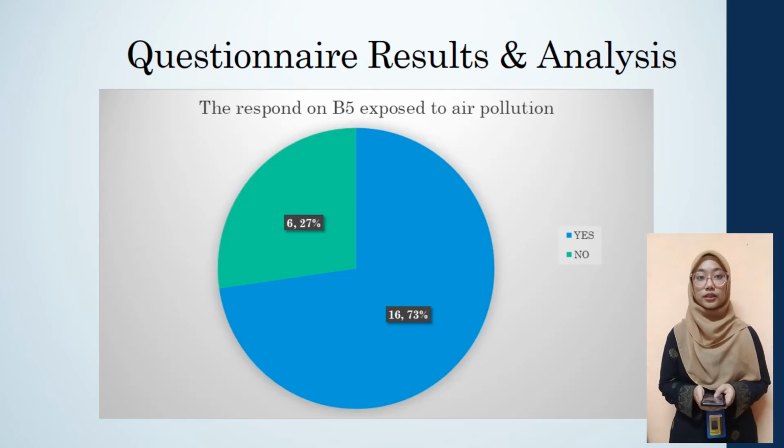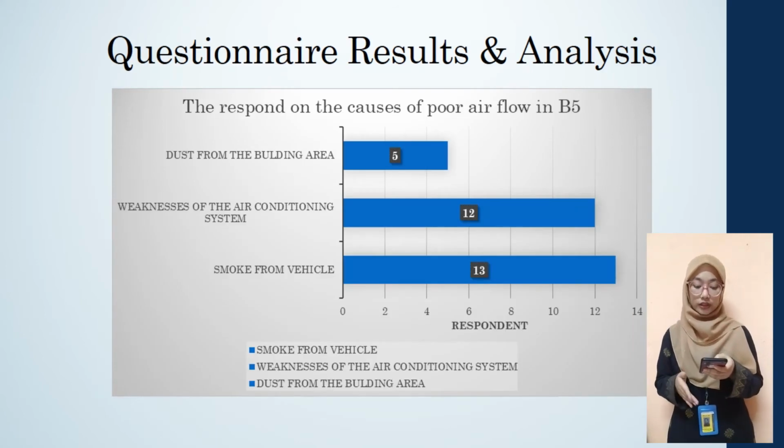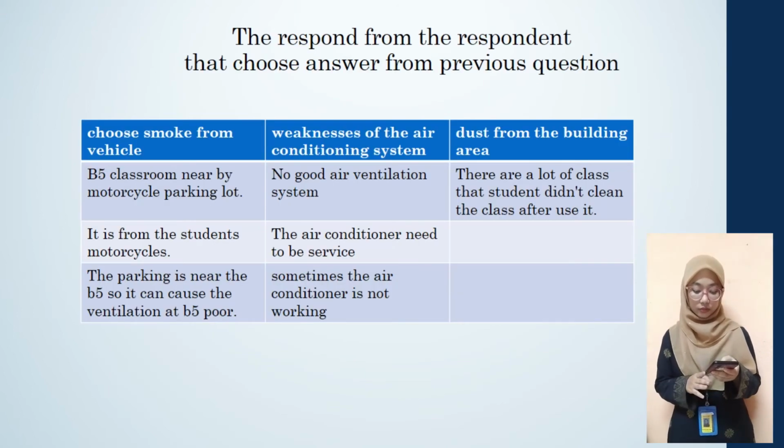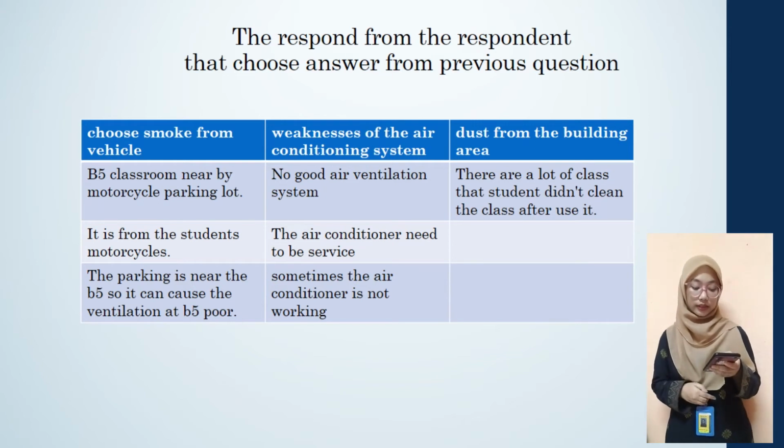The second question is, is B5 exposed to air pollution? The respondents chose yes. The next question is, what is the response on the causes of poor airflow in B5? Some said it is because of smoke from vehicles, because the B5 classroom is near the motorcycle parking lot, and they also said it is because of weakness of the air conditioning system. That is the reason they said so, because the air conditioner needs to be serviced.